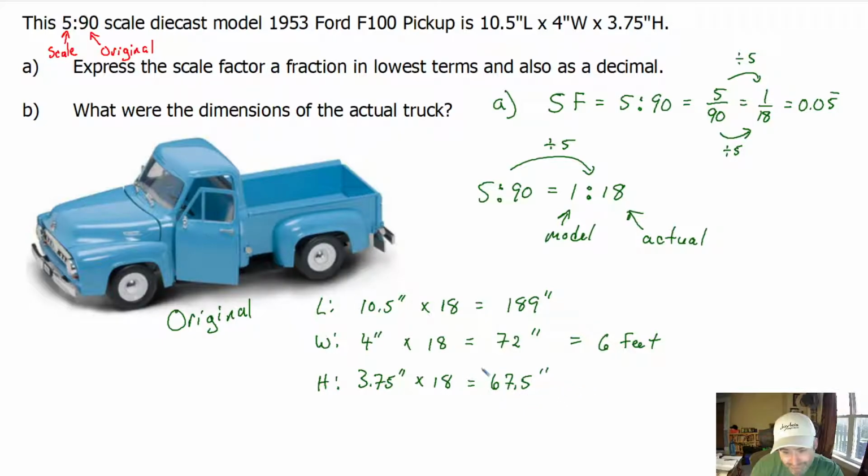So this is one way to work with these. Note that if we wanted to treat this the other way around, where the actual truck is our original and this is the model, then we'd take each of these numbers and multiply by 0.55555, or by 1/18th, to go backwards.